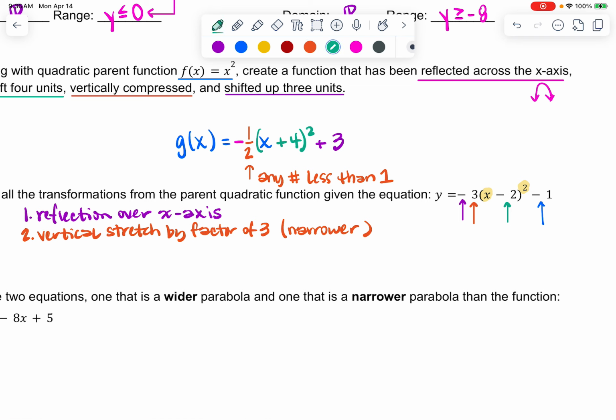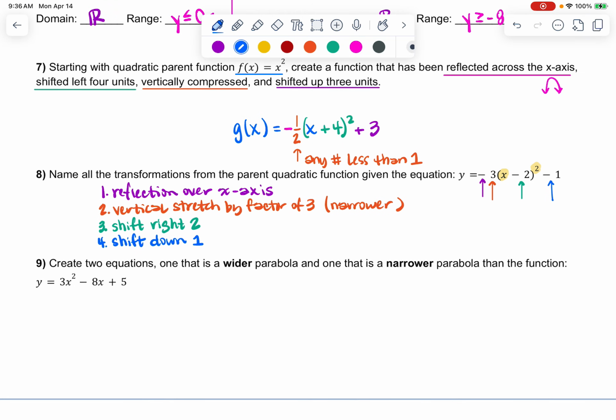And then number 3, right, that -2, remember it's always the opposite. I know it's trapped inside with the x, so it has to be a horizontal movement. So this one is going to be a shift right 2. And then lastly, our -1, that's a vertical shift, and it's negative, so it's going down 1. Okay, so there are our 4 transformations.